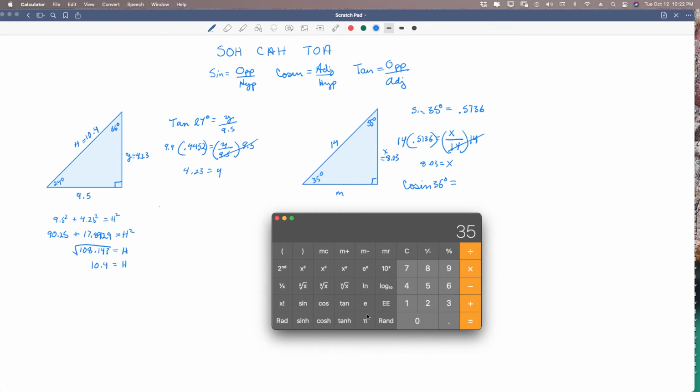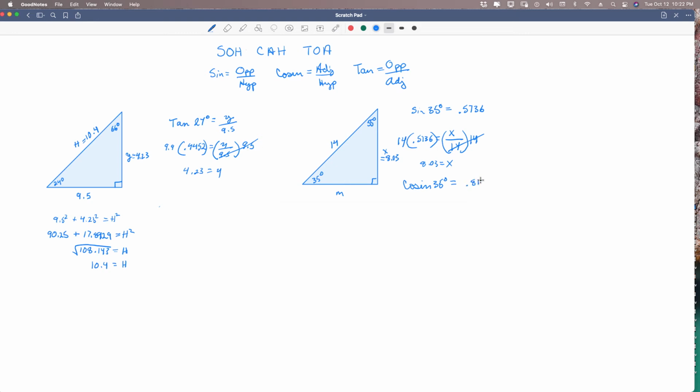Let's do 35 degrees cosine. 0.8192. All right, so 0.8192 equals the adjacent over the hypotenuse. This is the adjacent because it's next to 35 degrees. So that's m over the hypotenuse of 14. So I multiply both sides by 14 so that I can cancel this and say that whatever this is equals m.